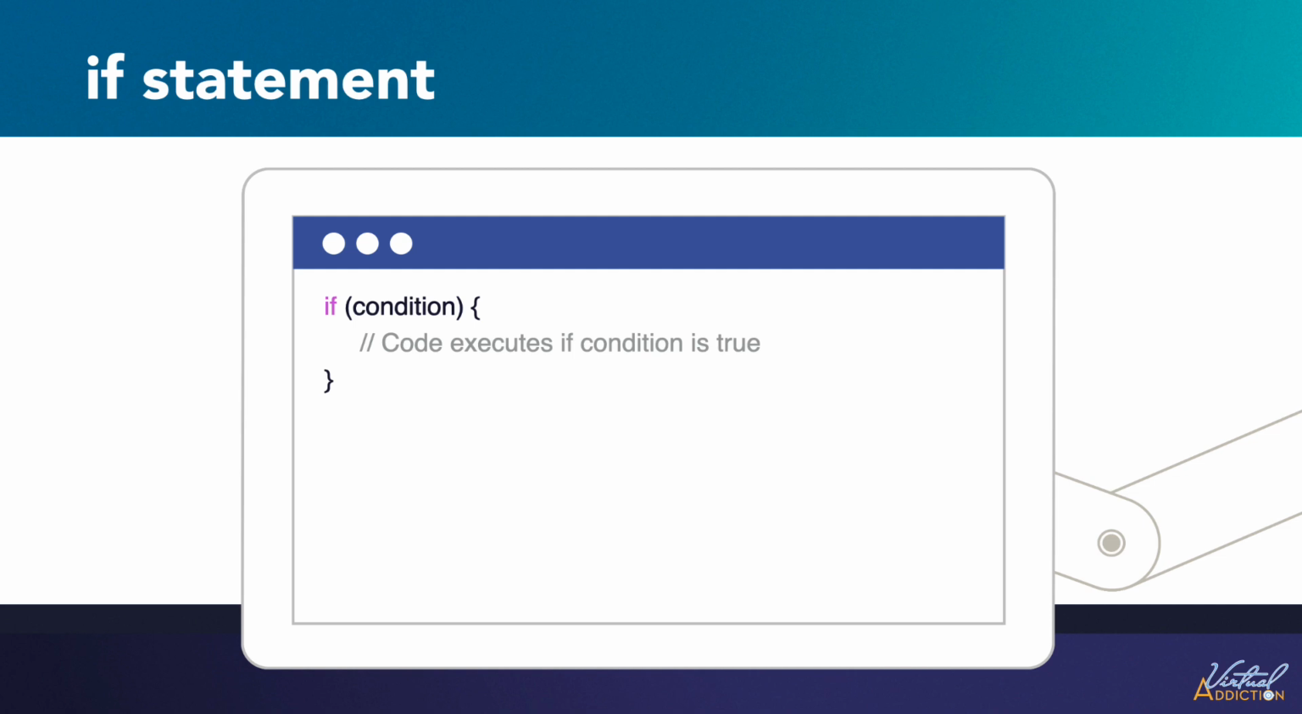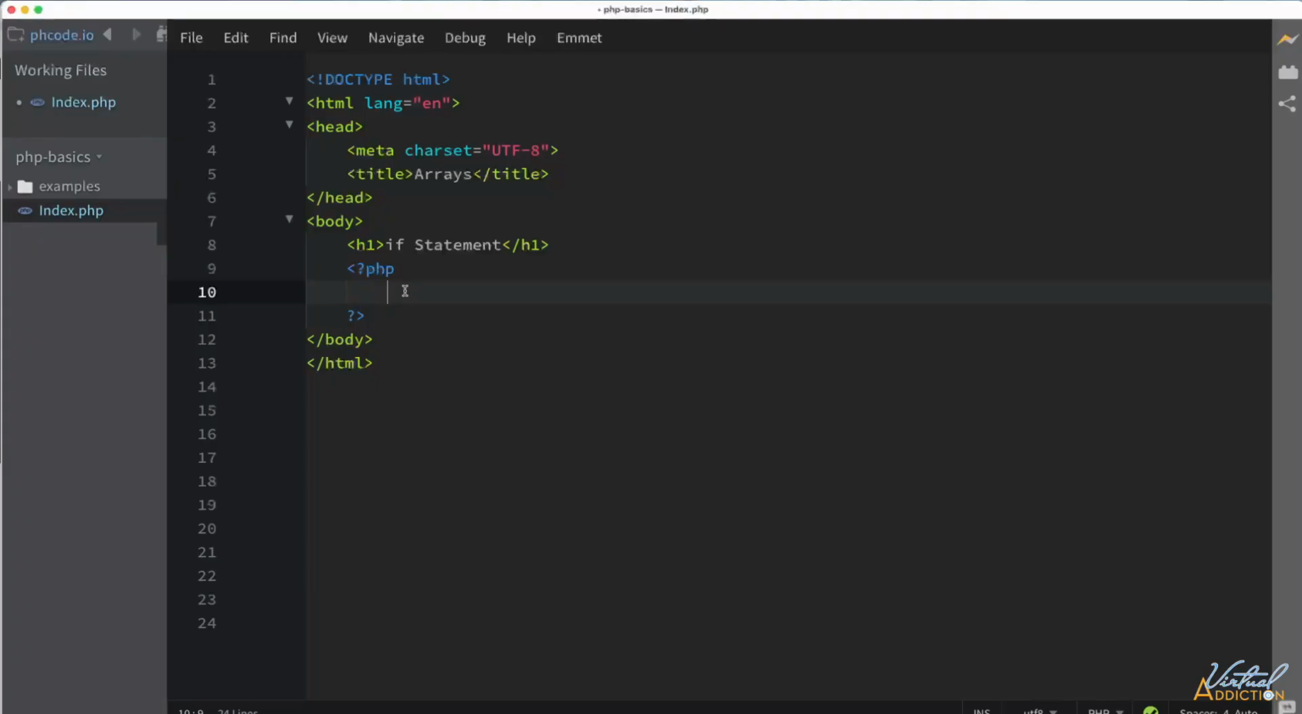So when you need to execute a block of code only if a condition is true, you'll want to use an if statement. Let's go ahead and jump into our code editor so we can check out an if statement in practice. I'll be working on a basic page, and I'm just going to go ahead and set up a very simple condition. We will assign a variable called age, and I'll just assign a value to the variable.